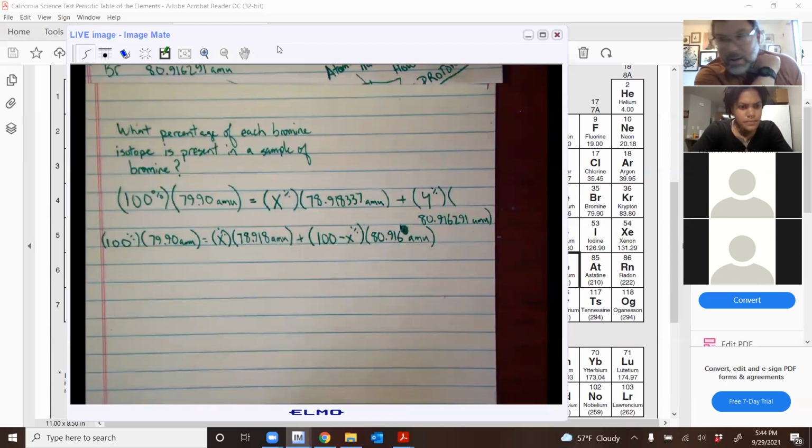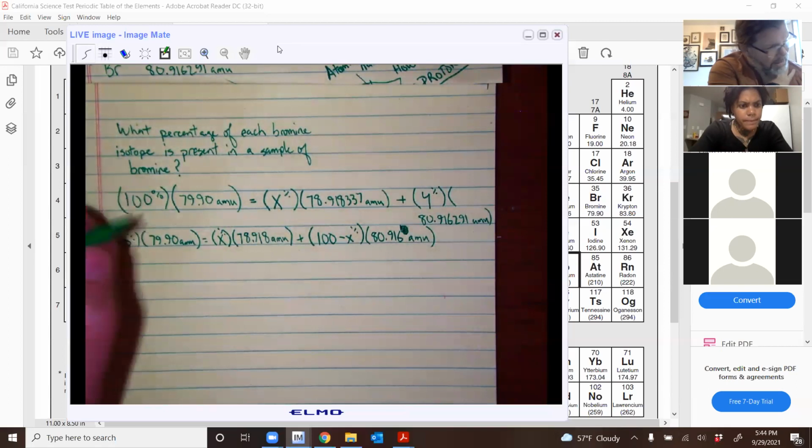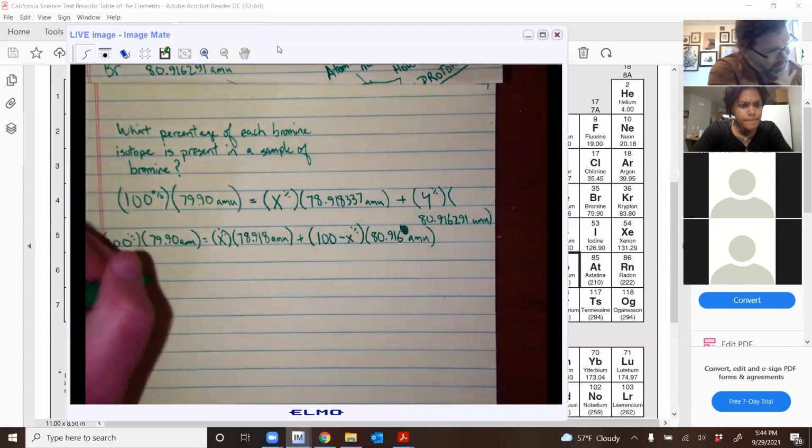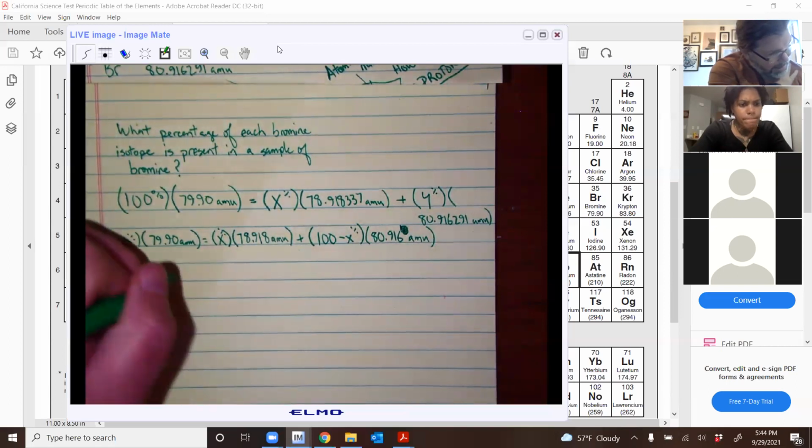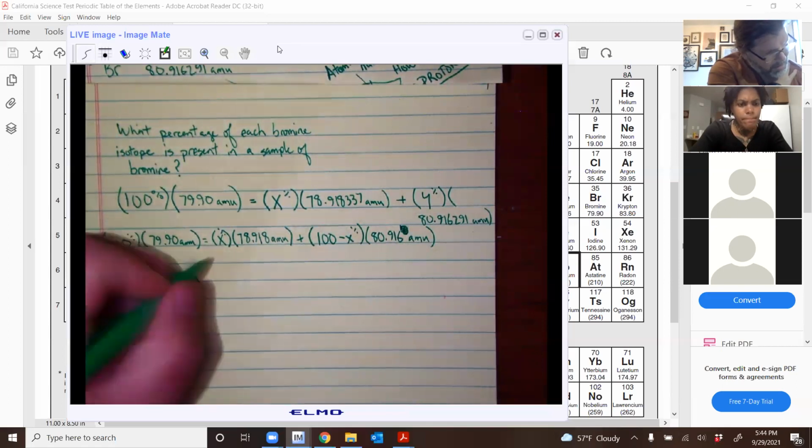Okay, so now let's try and solve this algebraically. This is a little tougher to solve, so we'll want to actually do some simplification. We're going to have to multiply each of these terms out. So 79.9 times 100, 7,990 AMUs on this side.